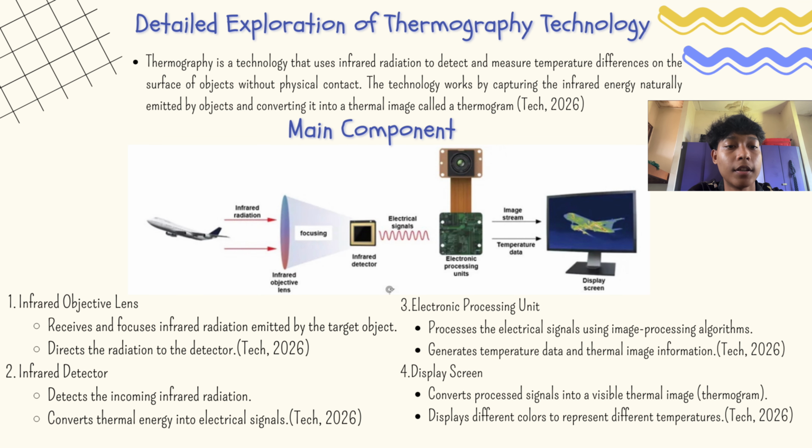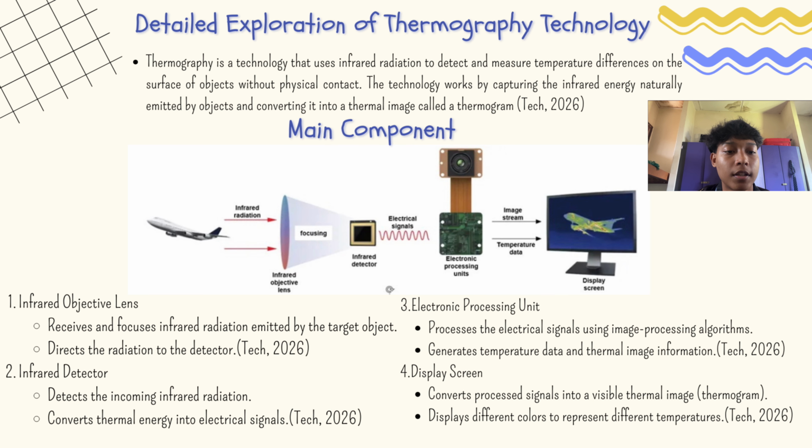Now I will explain a detailed exploration of thermography technology. Thermography is a technology that uses infrared radiation to measure temperature differences on the surface of an object without physical contact. It works by capturing the infrared energy naturally emitted by the object and converting it into a thermal image called a thermogram. There are 4 main components in the thermography system.